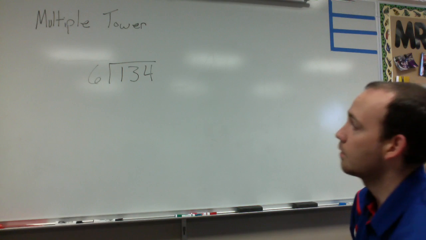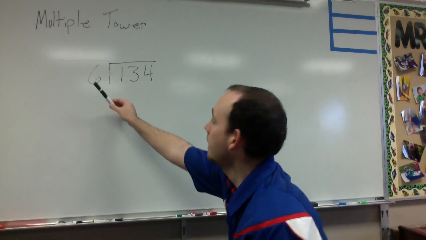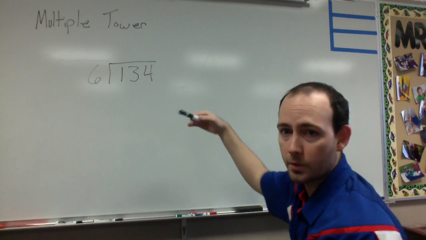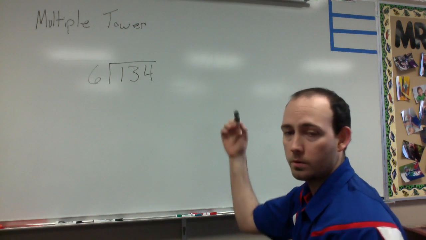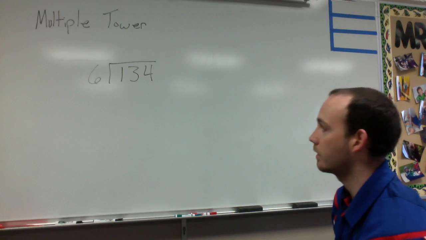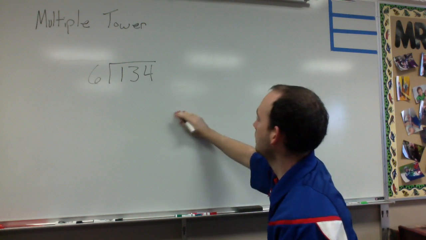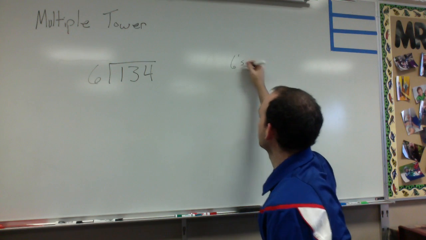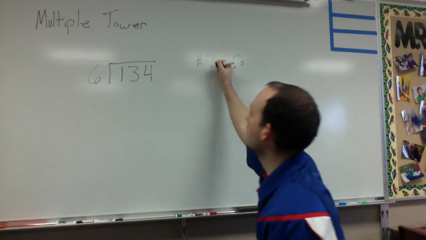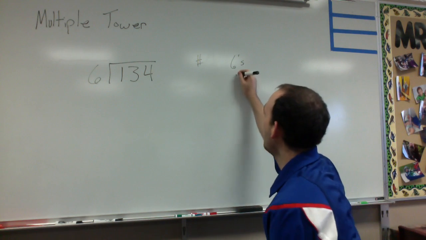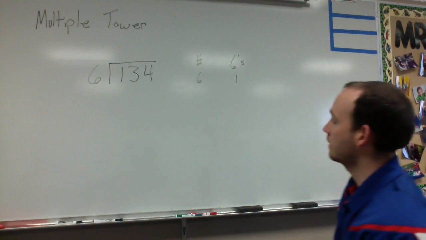So in a multiple tower, essentially what we're going to do is count by multiples of 6 until we get to 134, and we're going to use our number sense to make big jumps so we don't have to count 6 by 6 by 6 by 6. We'll make bigger jumps. So the way that I like to do it is I have two different columns. Over here is the number of 6s that I'm talking about, and here's the amount that we are currently sitting at. So an example would be 1 six is worth 6.